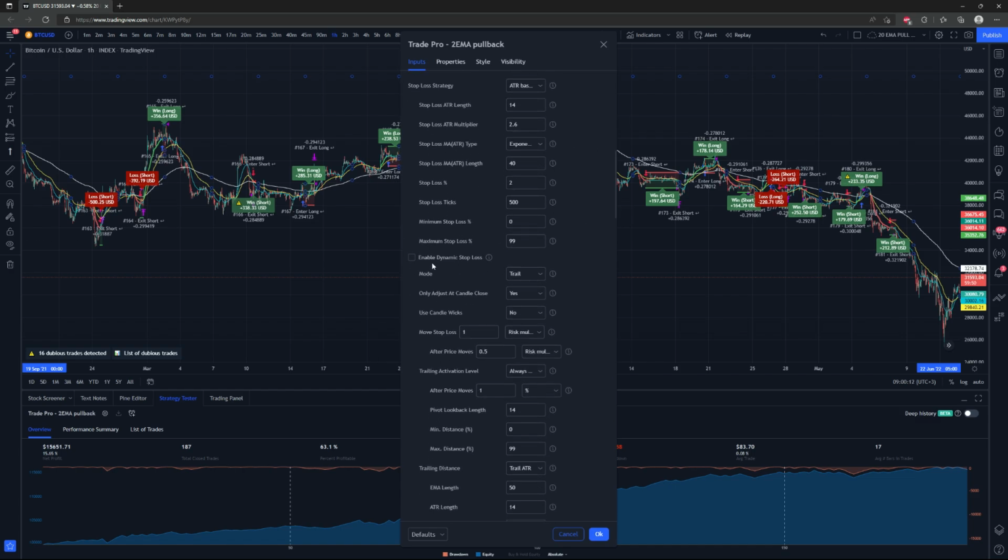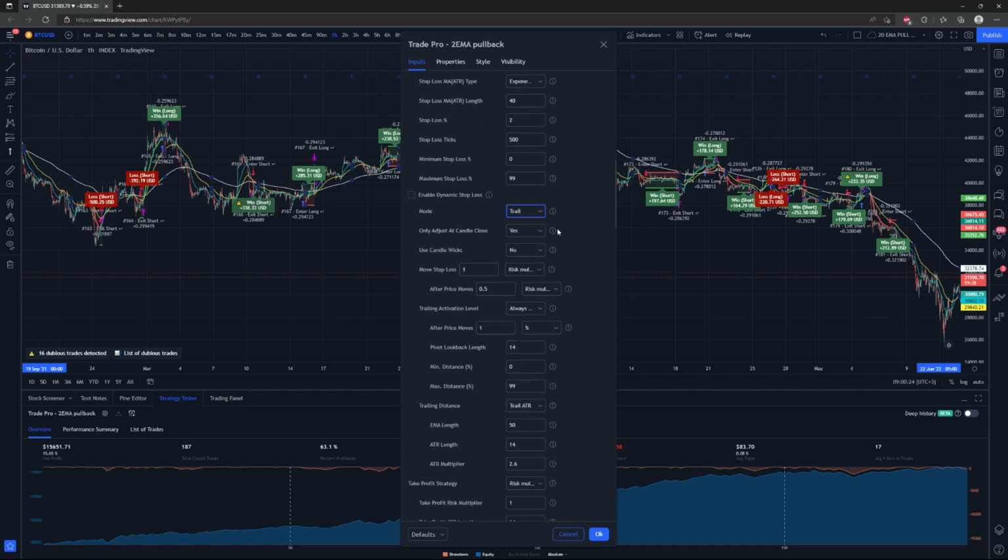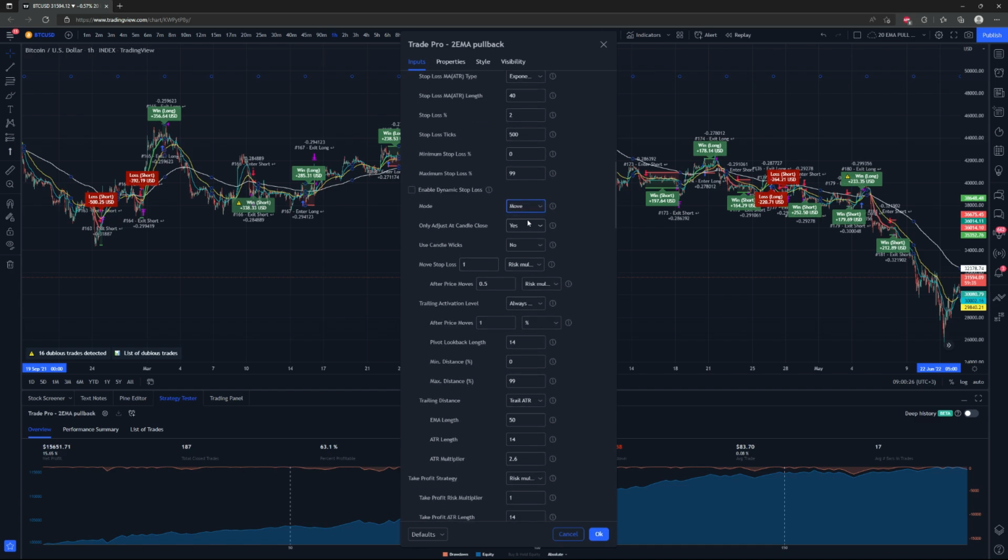Now, there is also the ability to enable a dynamic stop loss. And what that means is you can have a trailing stop loss or a moving stop loss. So for instance, if you want to have the stop loss move to break even at a certain point based on the parameters you set in here, you can have that stop loss move to break even at a certain point or move wherever you choose.